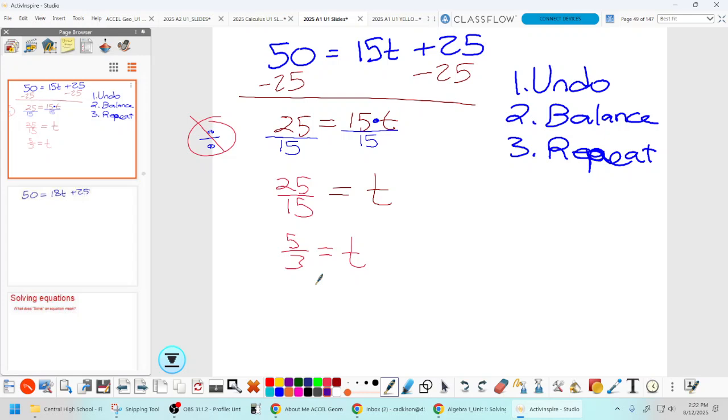You can replace it with the t and just times that by the t. What should be true if I plug 5/3 into that equation? That right side better be 50, right? It's really making the equation true. That's all. We're figuring out what to do to make it true.